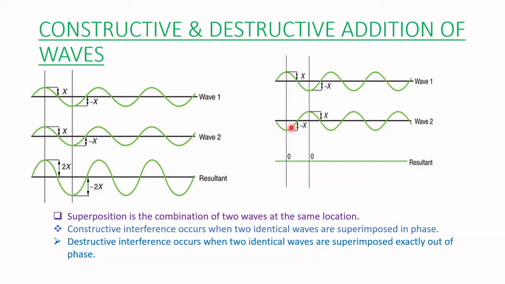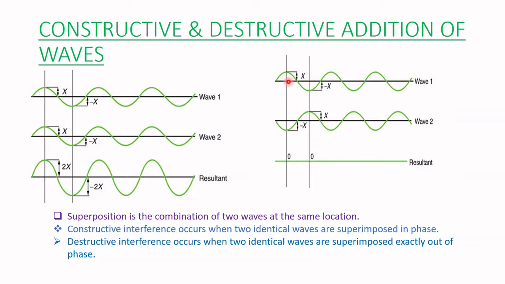If, for example, x and minus 2x were added up here, instead of minus x, there will be a residual minus x trough over here, and here also a plus x crest will remain. So that also can happen.